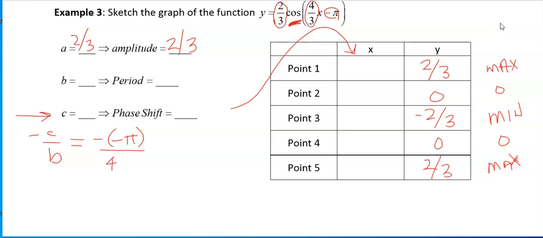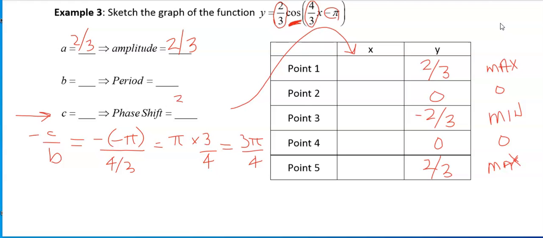Now be careful here when you're dividing with fractions, because that can be really tricky. This is the same thing as positive pi now, divided by 4 over 3, which is the same thing as multiplying by 3 over 4. You see that? So you're going to get 3 pi over 4. Let me just check that and make sure. Yep. That is your phase shift.